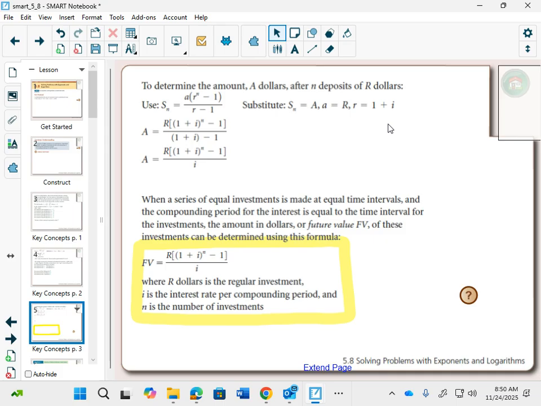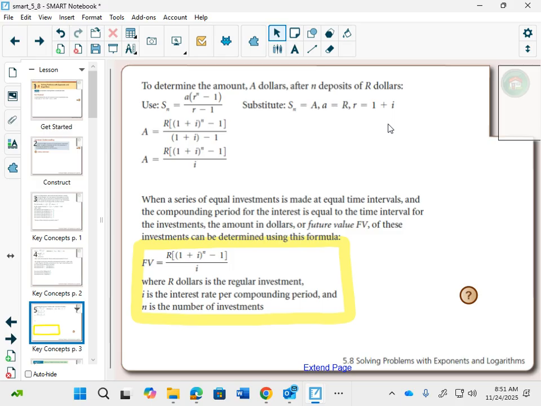Okay, so this is looking at a series of equal investments made at equal time intervals. Maybe you want to save up money and you want to put $100 away every month. How much are you going to have if you get 5% interest compounded monthly? How much are you going to have after 5 years? How much after 10 years? How long would you have to wait before you got $20,000 and could buy the vehicle that you want to buy? So this is a formula that figures out those kinds of things.